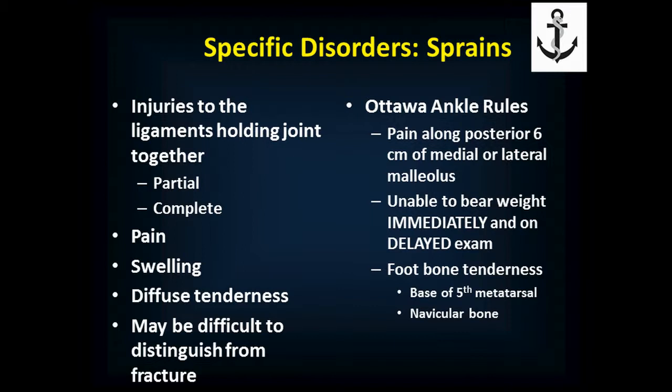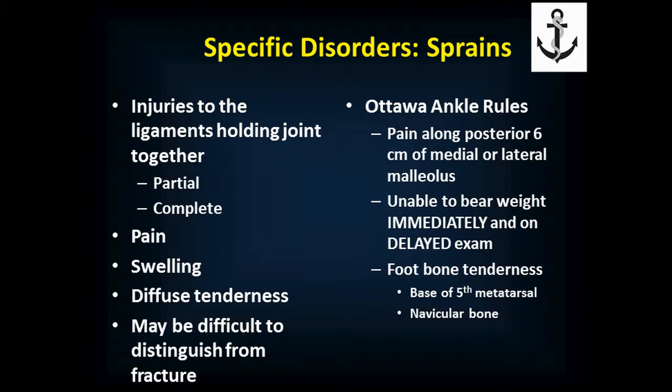The second criteria is that they're unable to bear weight both immediately and on the delayed exam. We typically say on the emergency department exam, but obviously your patients aren't going to the emergency department, but 20 minutes, 30 minutes later, you need to see can they walk. So a lot of people who sprain their ankle don't want to put weight on it immediately. It hurts, they're afraid, it feels loose to them, it feels unstable. They say, that's it, not doing it. But you give them half an hour and then they're able to walk on it. So if they can't walk on it immediately, but 30 minutes later they can, then they don't need an x-ray.